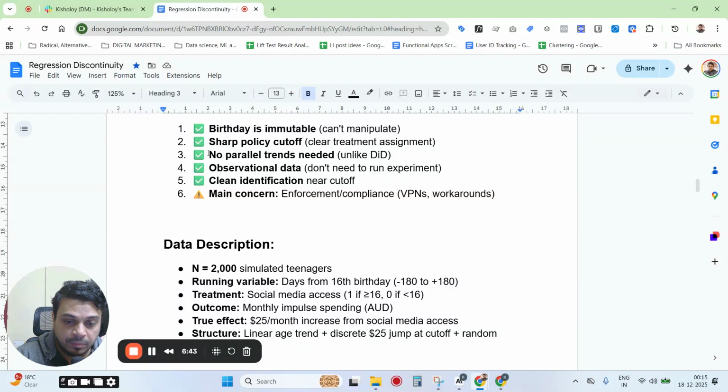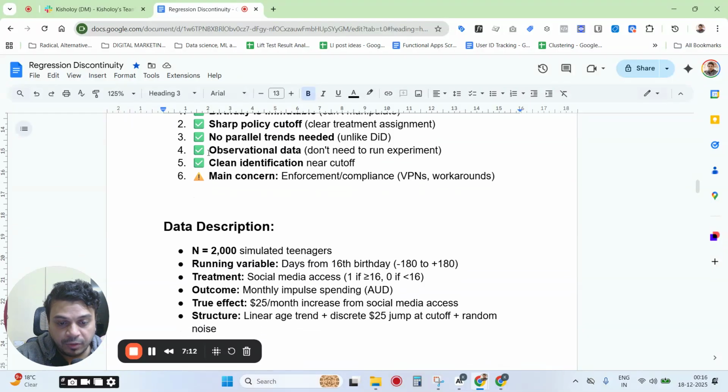And there's no parallel trends requirement. There's another method called difference in difference, for instance, where it's much more important to look for parallel trends, the violation of which will mean that DID cannot be used for causal impact estimation. But in this case, it's not really required. You don't really need to run a proper experiment, although it's kind of like a natural experiment. We just started off with that discussion, but it's still going to be a quasi experiment, using observational data and clean identification near the cutoff.